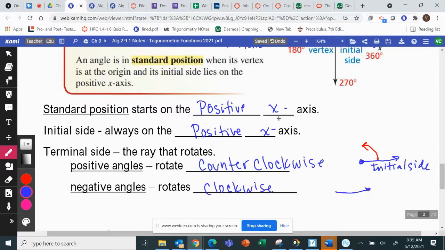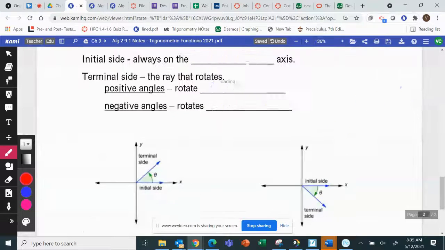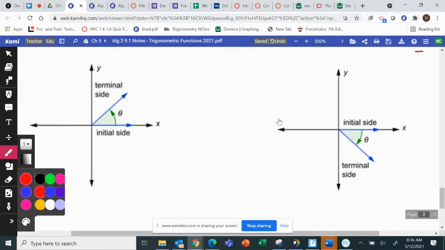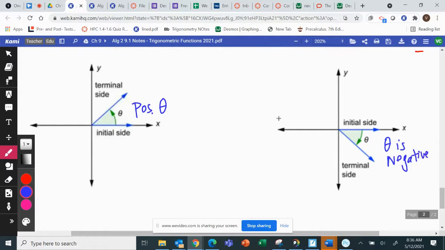So if we have our initial side, negative ones will rotate down. So you don't even have to know how a clock works. If it goes up right away, it's positive. If it goes down right away, it's negative. And then here's some pictures that show you the exact same thing. If we're going up, then this is a positive angle, positive theta. If we're going down, then theta is negative. So we're going to have positive and negative angles.